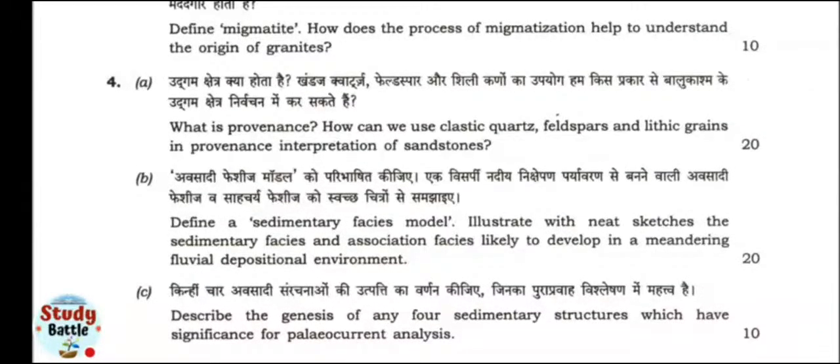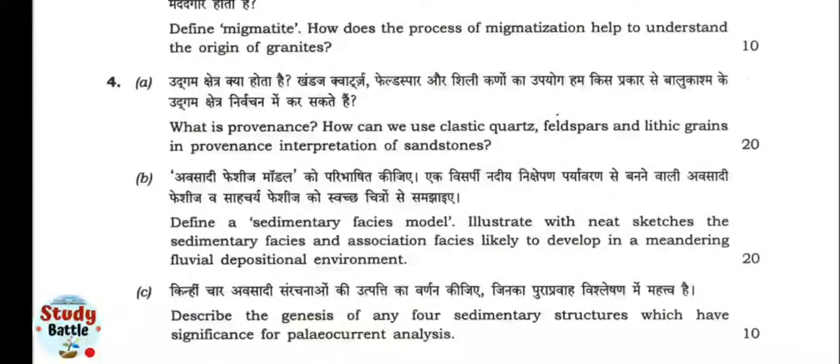What is provenance? How can we use clastic quartz, feldspar as well as lithic grains in provenance interpretation of sandstone? Provenance, we all know, is about where the sediments originated. When they originate from a particular place, get transported, and subsequently get deposited in a particular sedimentary environment, the place from where the sediments originate is known as the provenance.